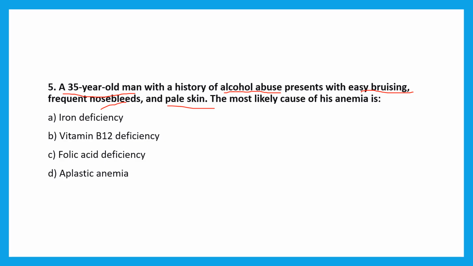All these symptoms indicate a pancytopenia, right? There's anemia, which is the pale skin here. There is thrombocytopenia, which is the easy bruising here. And nosebleeds are also an example of thrombocytopenia. And then the key word, that's why I've underlined it here: alcohol abuse. Chronic alcohol abuse is a known toxin that can suppress bone marrow function, leading to aplastic anemia.